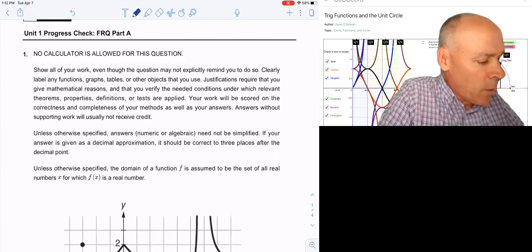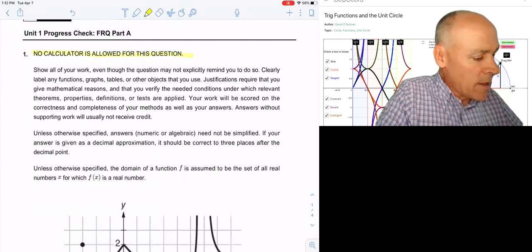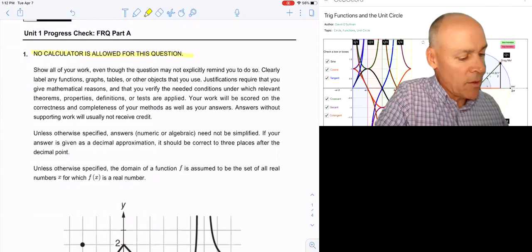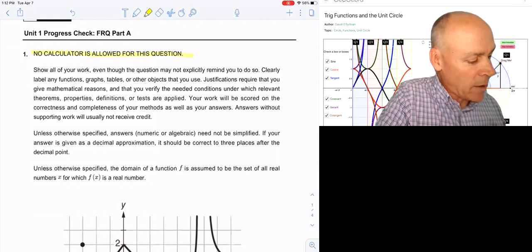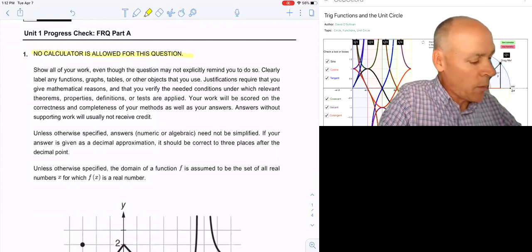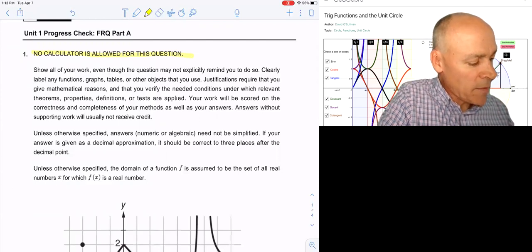So question 1. It's a no calc problem. It says show all your work, even though the question may not explicitly remind you to do so. Clearly label any functions, graphs, tables, or other objects that you use. Justifications require that you have mathematical reasons, and that you verify the needed conditions under which relevant theorems, properties, definitions, or tests are applied. The work will be scored on the correctness and completeness of your methods as well as your answers. Answers without supporting work will usually not receive credit. Unless otherwise specified, answers, numeric or algebraic, need not be simplified.